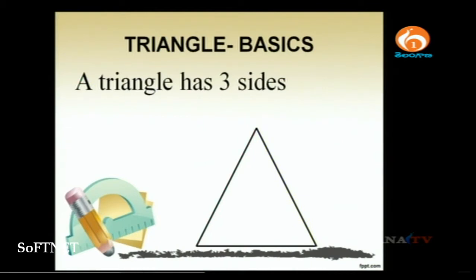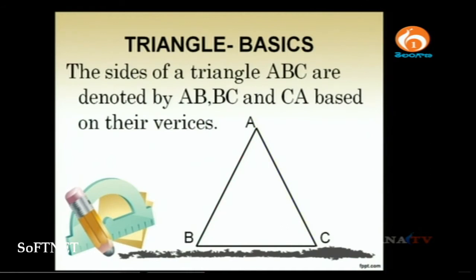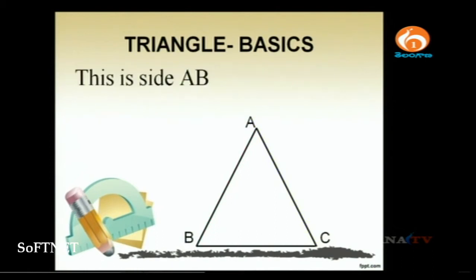Let us know how to denote those 3 sides. The sides of a triangle ABC are denoted by AB, BC and CA based on their vertices, and this is side AB. Side AB is nothing but from this point to this point, whatever the segment is there, it is called side AB.